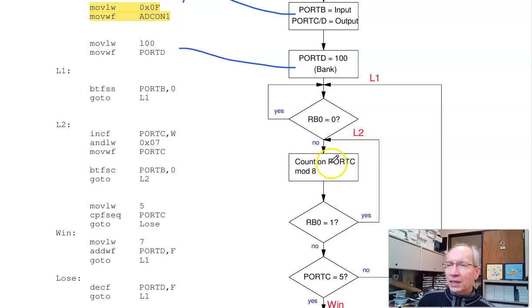Label 2, count mod 8. So increment port C, put the result in W, and with 7. To count mod 8, I AND with 7.